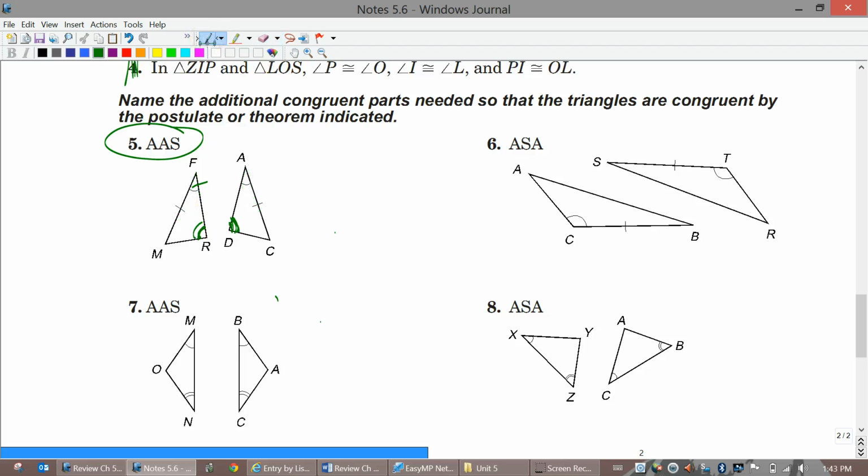Okay, so that's identifying what it is, but that's not naming it. Naming it would be angle R congruent to angle C. No, duh, I can't read. Angle D. Okay, the one that definitely does not work is saying that M is congruent to C. That is 100% not going to work, because that would be an ASA where the side is in between the 2 A's. Okay, that would not work.